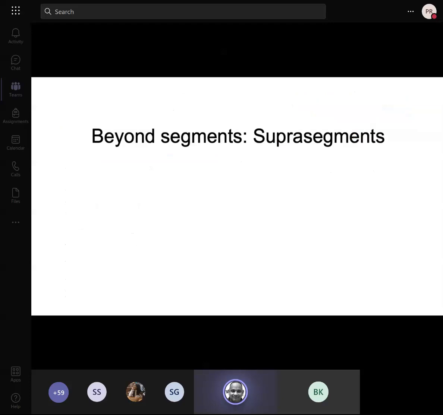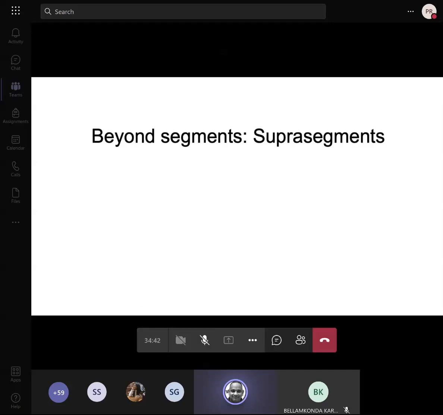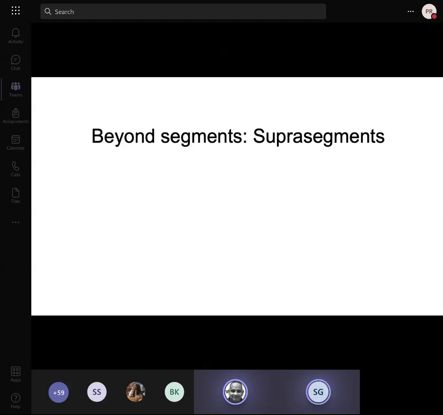If there are no more questions, then we'll go to the next part, which is basically going now beyond the segments. What are segments? All vowels and consonants are segments. Now we are going beyond segments, which are called suprasegments. Fine. So, anybody knows what suprasegments are?